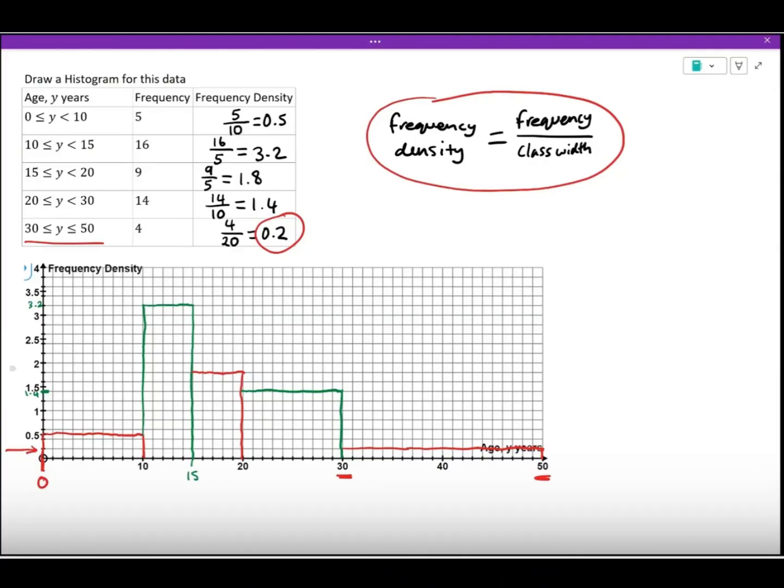So just make sure you do it with a ruler and pencil. You don't need to color code your bars. That was just to make it a bit clearer. Now let's have a look at working in the opposite direction. If I gave you a histogram, would you be able to convert it back into a frequency table?